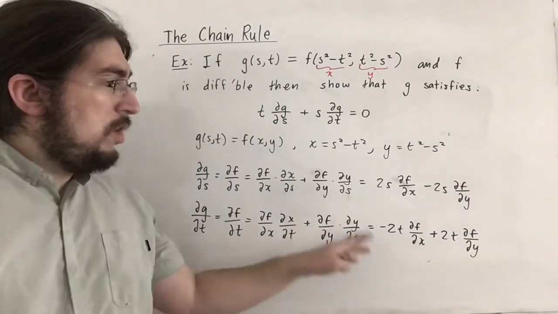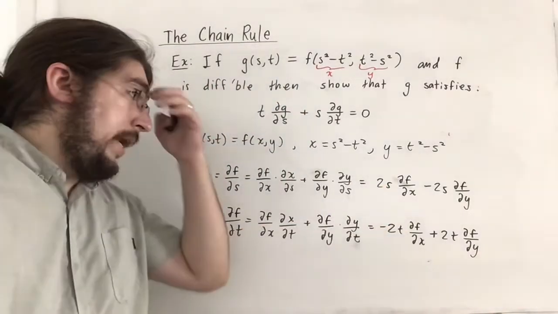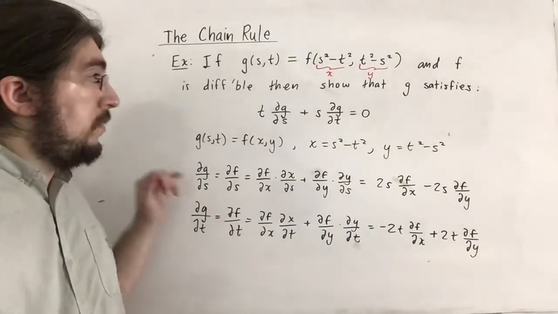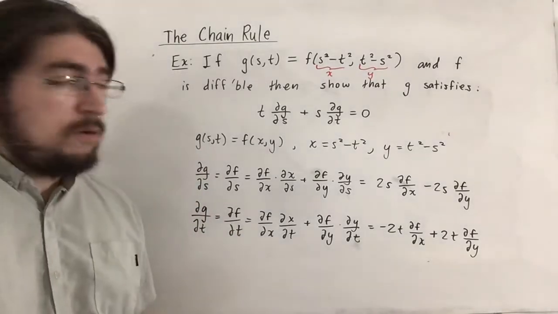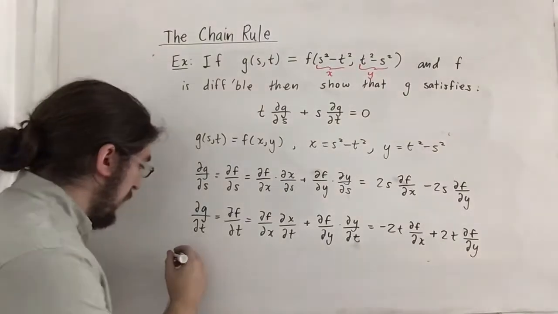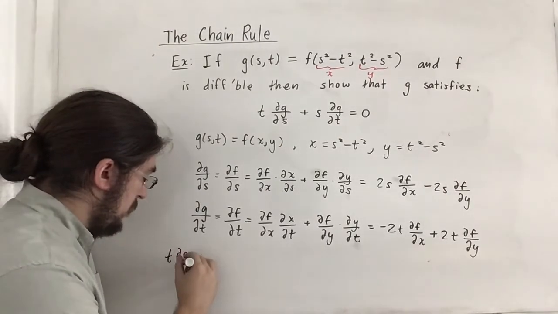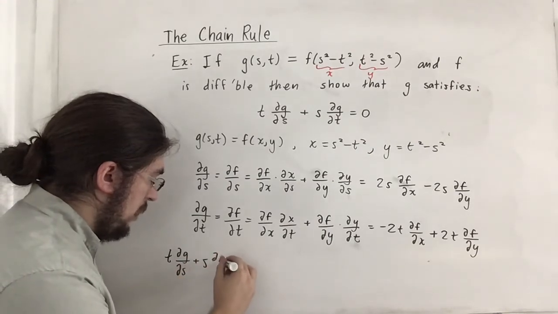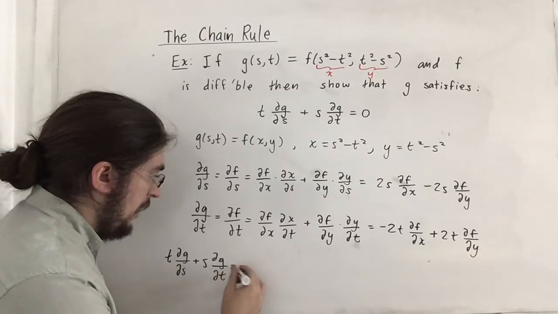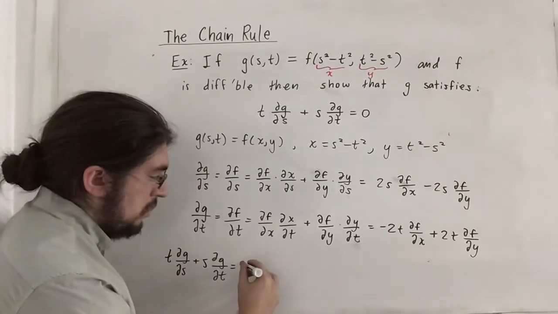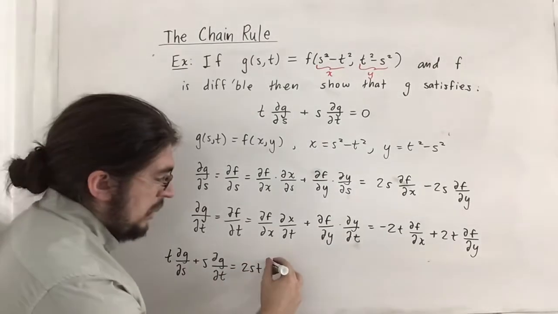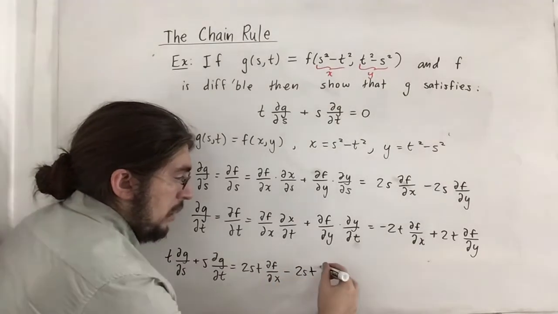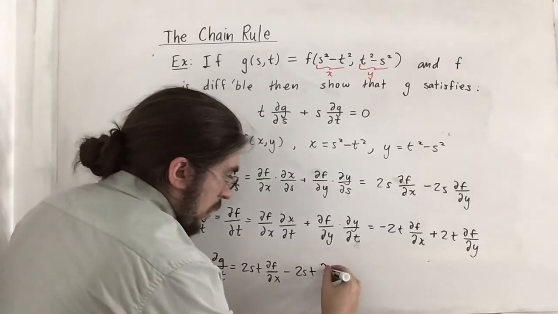So look at this. It looks like they kind of cancel out, but not quite. But if we were to multiply each of them by the opposite variable, this by t and that by s, then they would indeed cancel out. In fact, I think we can show that. That t times the partial g of partial s, plus s times partial g of partial t is equal to t times that, which I'll just distribute right away. So it's 2st partial f partial x minus 2st partial f partial y.